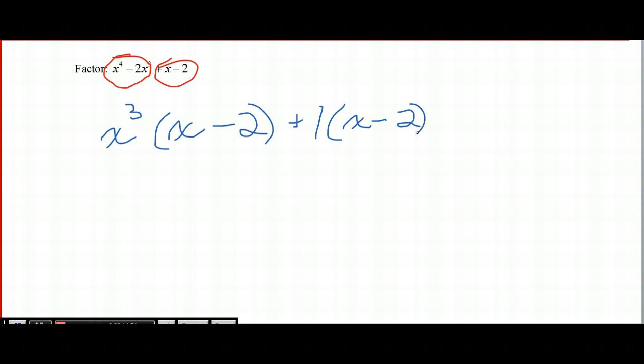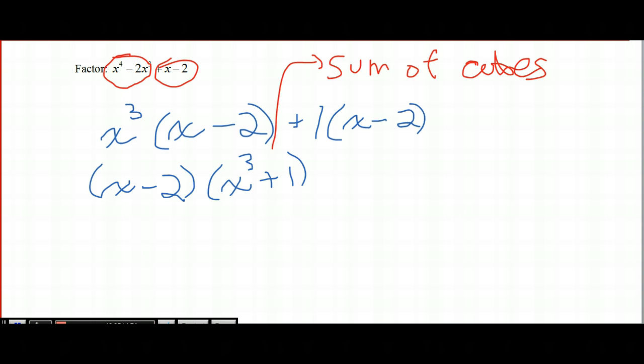Okay, so let's complete the factor by grouping. Now we have x minus 2 as a factor, and we have x cubed plus 1. But again, factor completely. I didn't state completely up here, but we still got to make sure, no matter what, we got to factor this completely. What more can we do here? Well, let's remember the formula for factoring a sum of cubes.